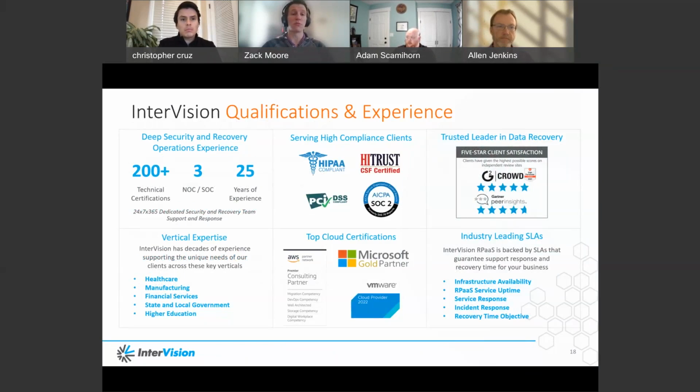Experience across multiple verticals. So aiming at whatever industry you're in, we've got clients there. We've worked with them before. We know how to help you out specifically. Cloud certifications to make sure that we have the expertise to deliver that safe landing zone, to make sure that in the case of disaster recovery, we have the expertise to bring you back up quickly. And then the previously discussed industry-leading SLAs.